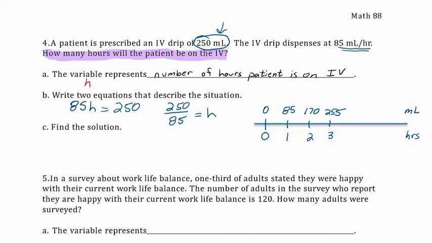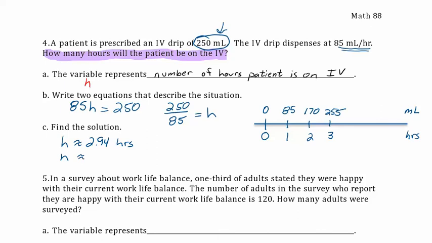And if you punch that into your calculator, 250 divided by 85, you get approximately 2.94 hours. You could write that as a fraction, but since we're talking about time, it makes more sense to write it as a decimal. We could change this to minutes. Let's just practice that right now. So we've got 2 hours, and then we have 0.94 hours.